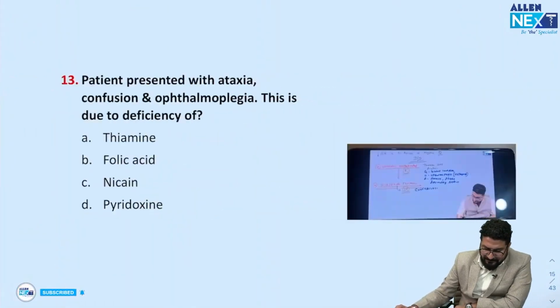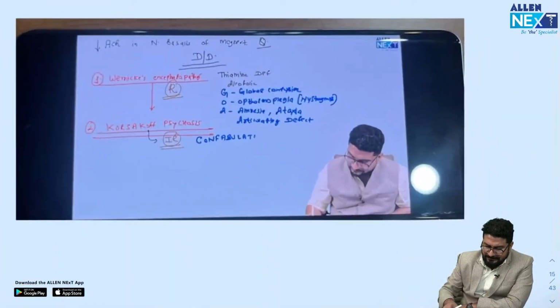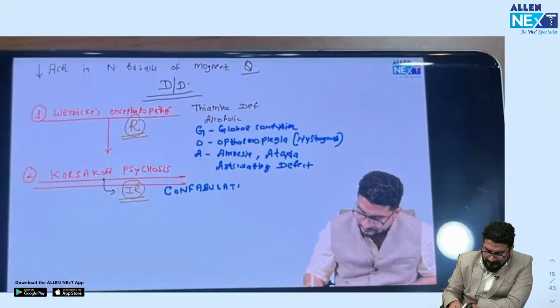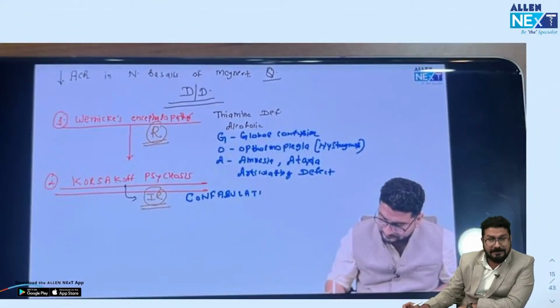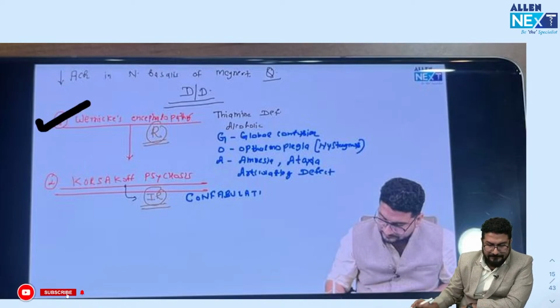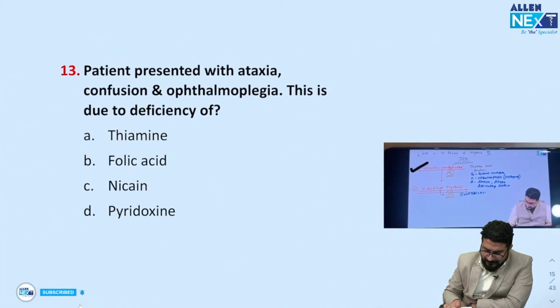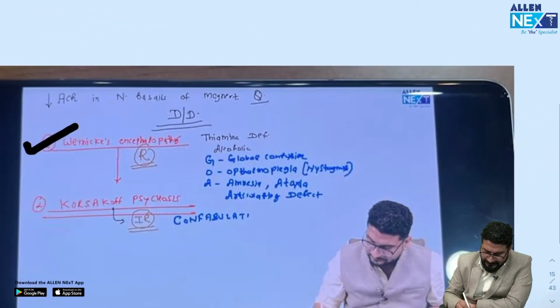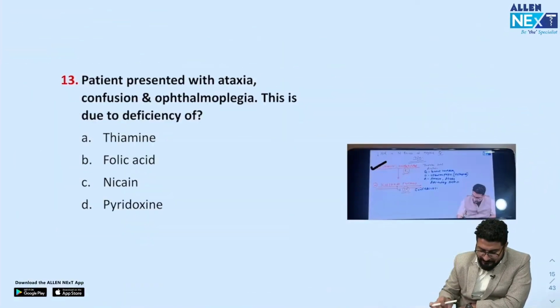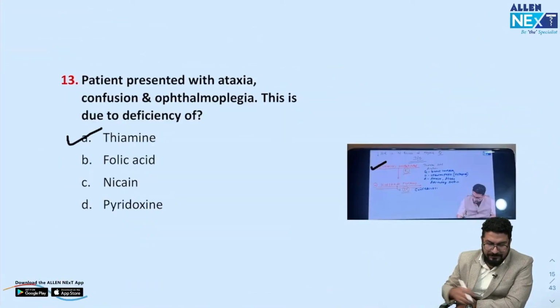Moving to next one, patient presents with ataxia, confusion, ophthalmoplegia. So you can see a classical triad, GOA, that is global confusion, ophthalmoplegia and ataxia, that's seen in a patient of Wernicke's encephalopathy. So it's a case of Wernicke's encephalopathy, and it is due to thiamine deficiency. So again, this is a straightforward question which came in the exam.